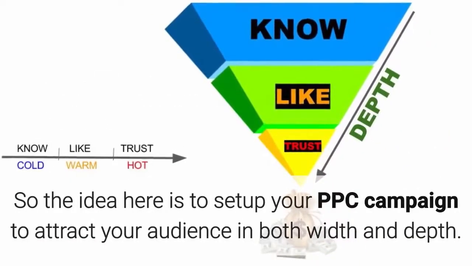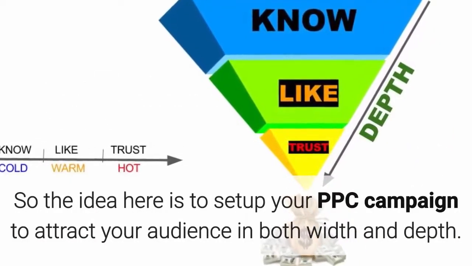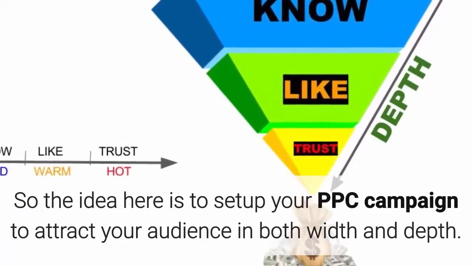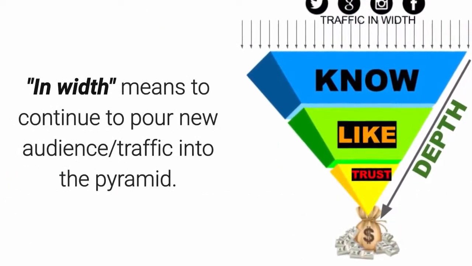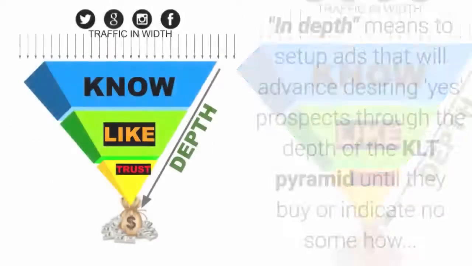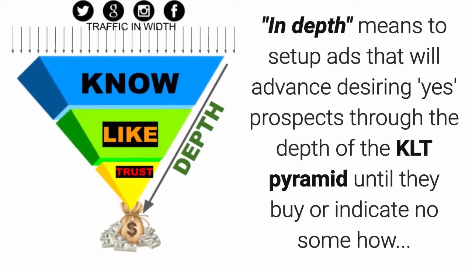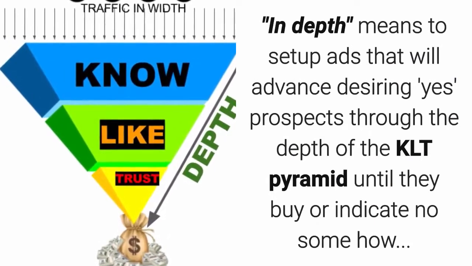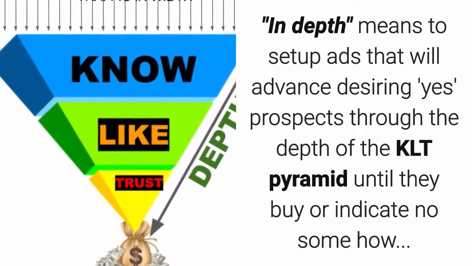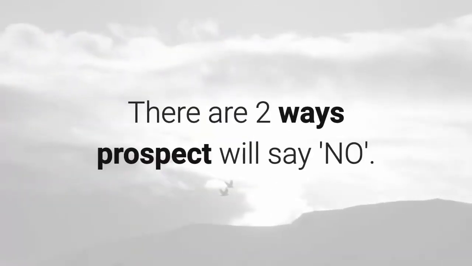So the idea here is to set up your PPC campaign to attract your audience in both width and depth. In width means to continue to pour new audience traffic, cold traffic, into the pyramid. In depth means to set up ads that will advance the desiring yeses of prospects through the depth of the KLT pyramid until they buy or indicate no somehow.